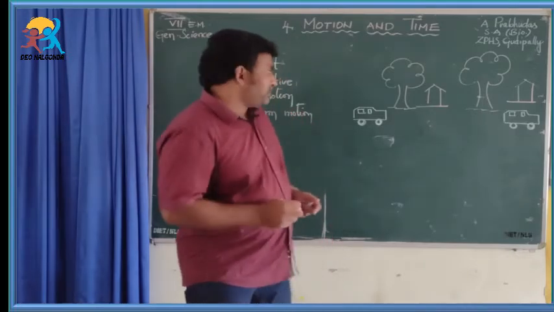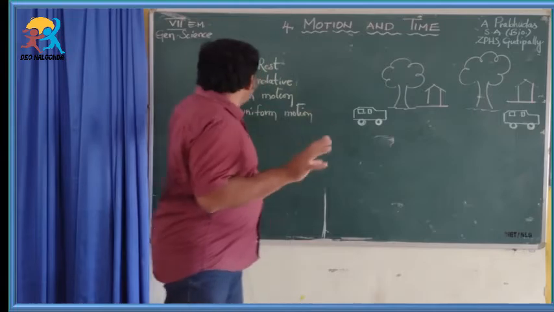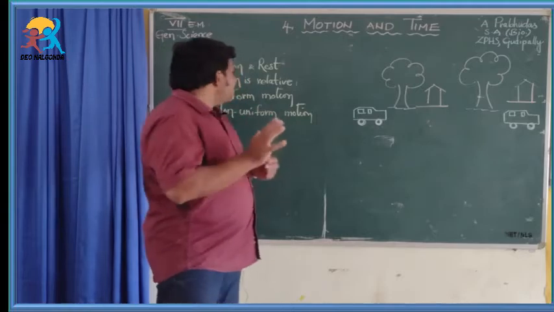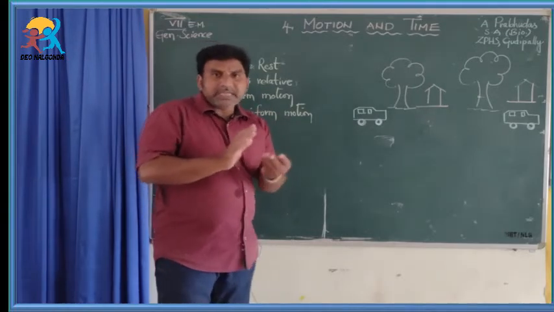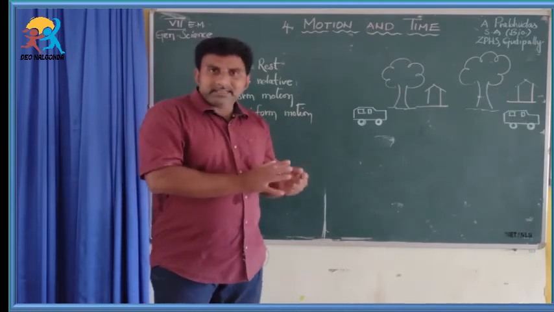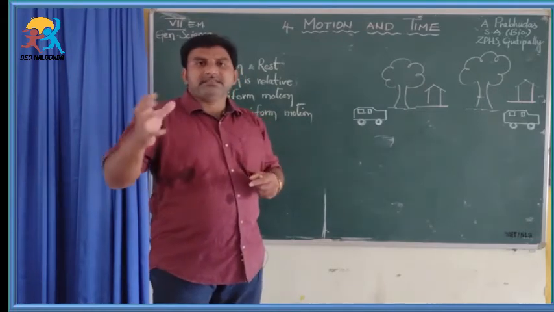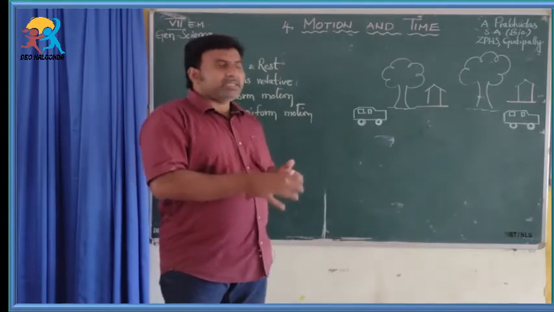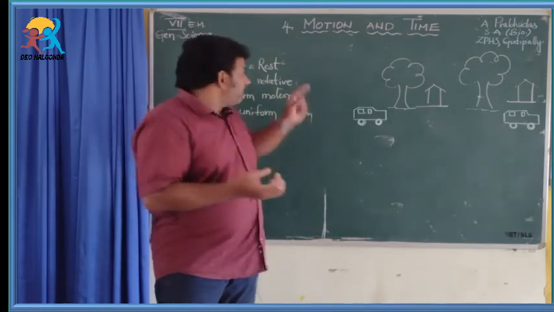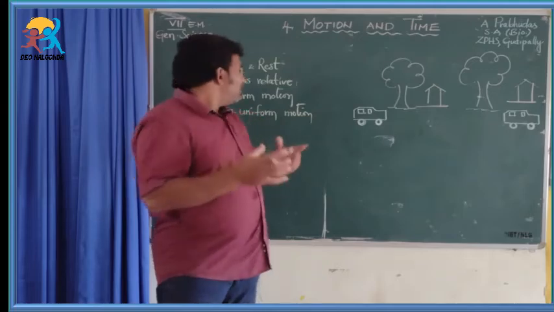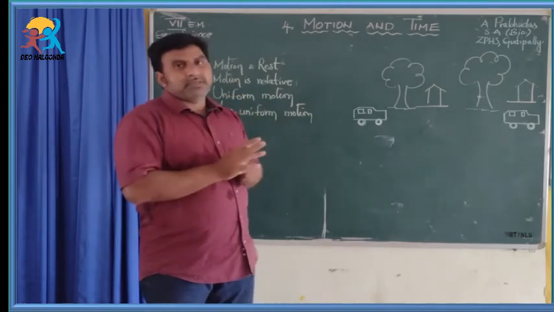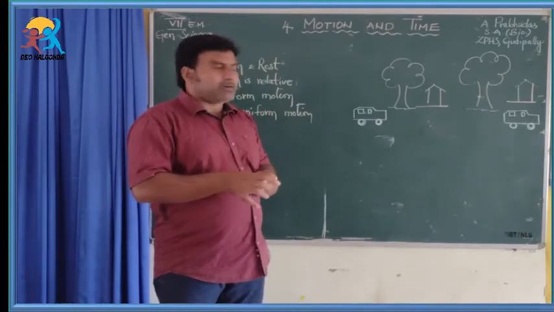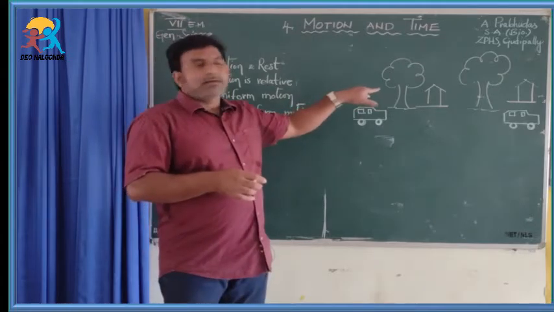I hope you understood the concept. So motion and rest are relative concepts. They are relative concepts, which means you need to compare the position of one thing with respect to the position of another thing in the surroundings to define what motion is. Similarly, you can define the word rest. So you need a reference object to define what motion is.